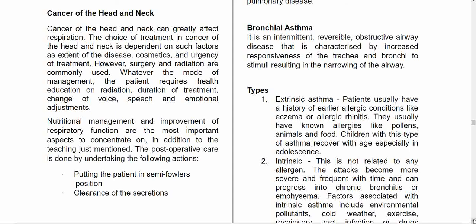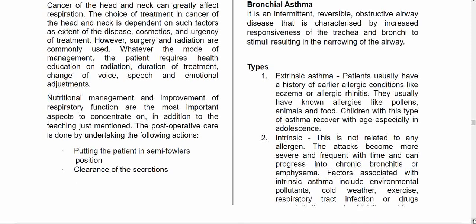Whatever the mode of management, the patient requires health education on radiation, duration of the treatment, change of voice, speech, and emotional adjustment. Nutritional management and improvement of respiratory function are the most important aspects to be concentrated on. In addition to the teaching just mentioned, the post-operative care is done by undertaking the following actions. First, putting the patient in a semi-Fowler's position, and clearance of secretions.